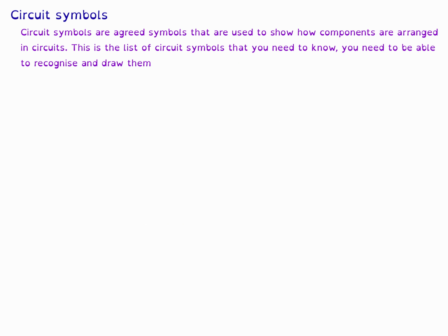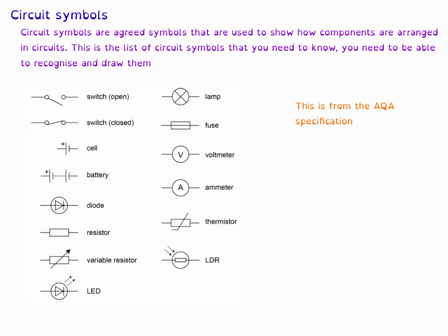Circuit symbols are agreed symbols that are used to show how components are arranged in circuits. These are the list of circuit symbols that you need to know. You need to be able to recognise and to draw them. This diagram is directly from the AQA specification.